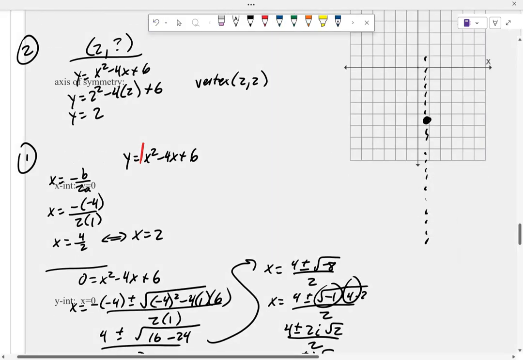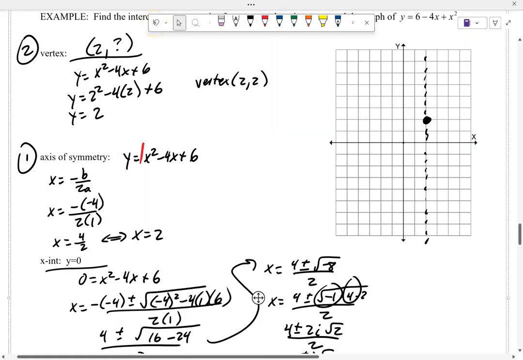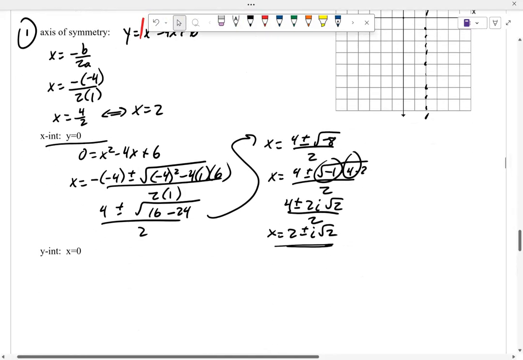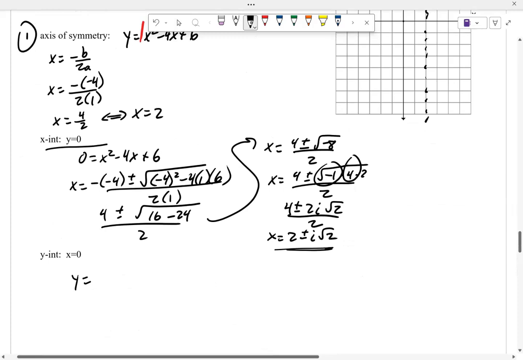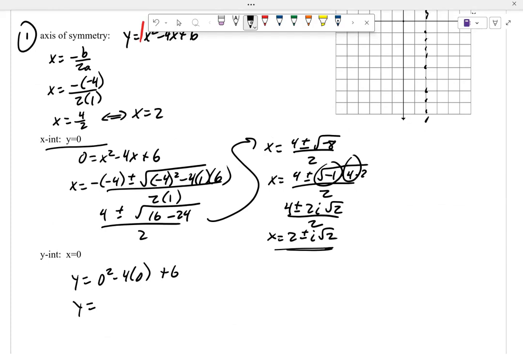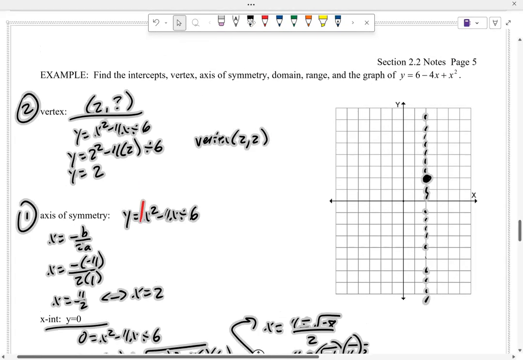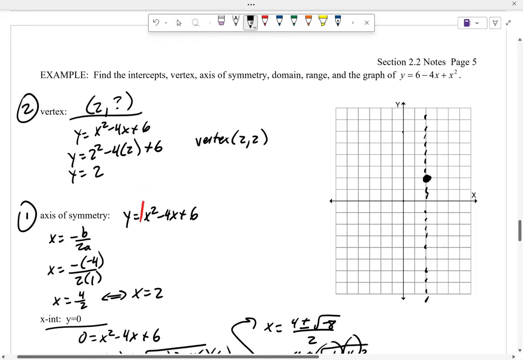So let's go ahead and move into our y-intercept. 0 squared minus 4 times 0 plus 6. So when x is 0, y is 6. Let's put that on the graph. Right there. X is 0, y is 6, which is 2 units away.